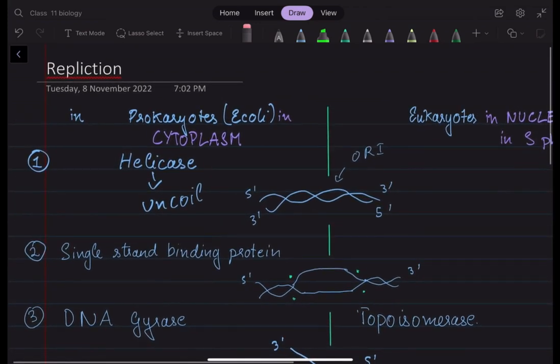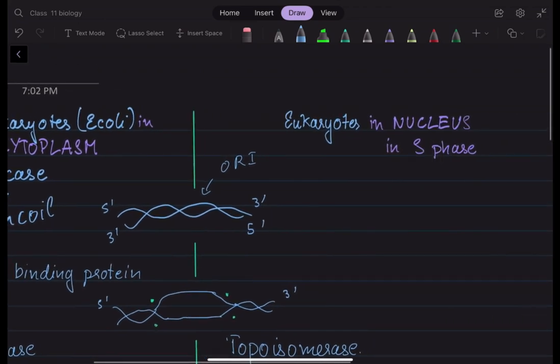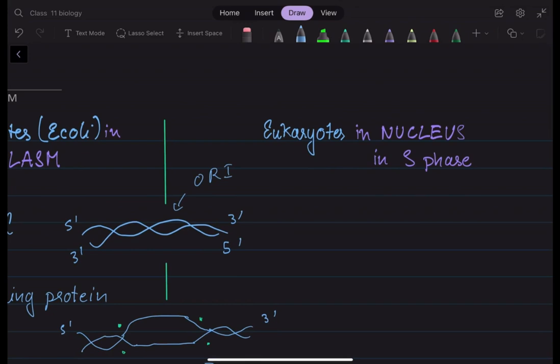We'll be doing replication of DNA. Replication takes place in the cytoplasm of the prokaryotes because we know that they do not have a well-defined nucleus. So we say it takes place in the cytoplasm before cell division. Whereas in eukaryotes, the replication takes place in the nucleus, before the G2 phase, that is the S phase. It takes place in the synthesis phase.